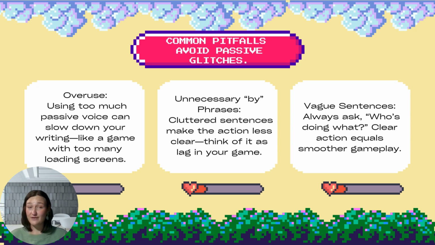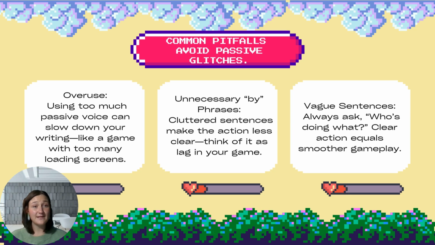When you fall into these following passive voice traps, it slows down your writing and acts as a laggy internet connection. Don't overuse passive voice. Using too much passive voice can slow down your writing, like a game with way too many loading screens, right?